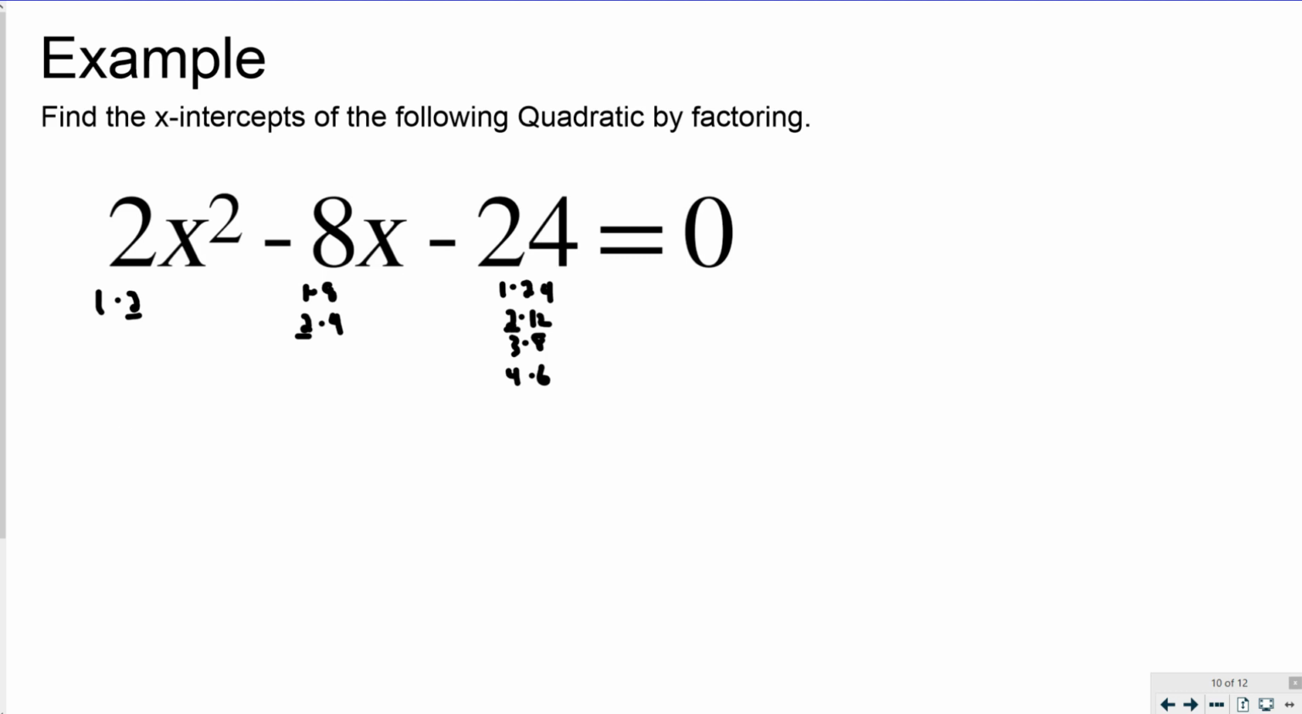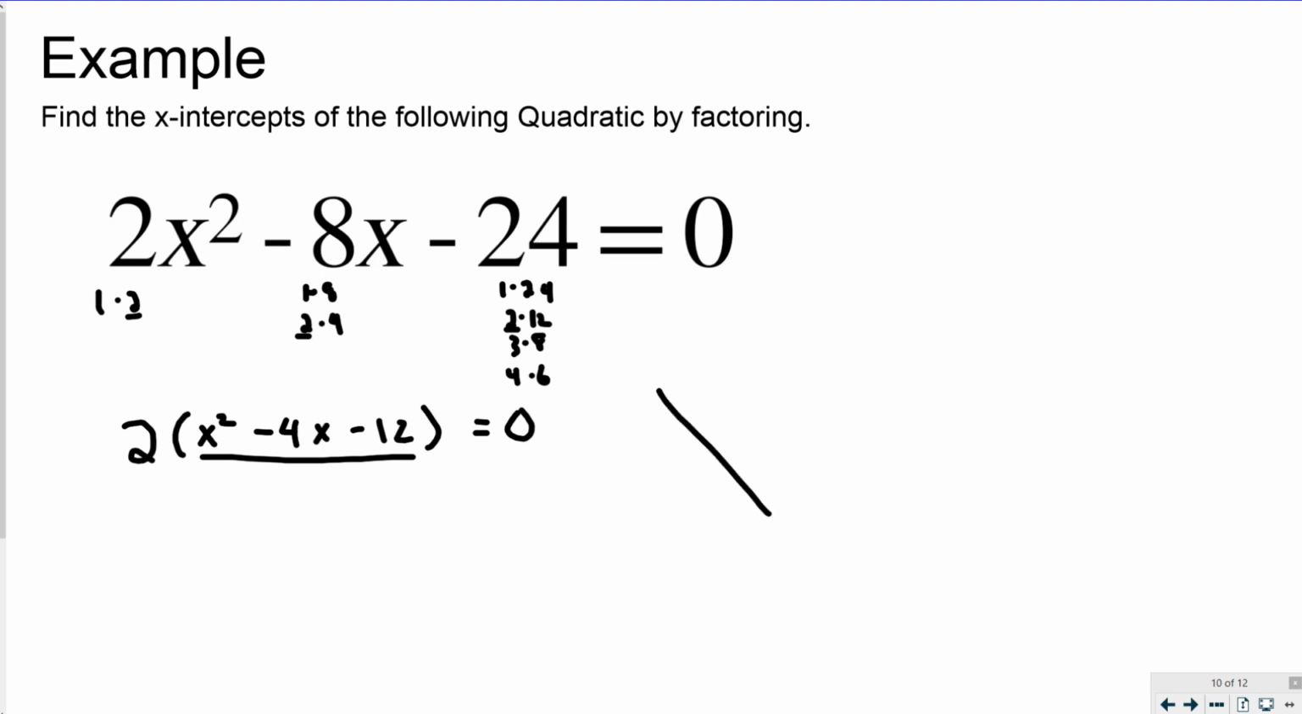So let's write it out. 2 gets multiplied by x squared minus 4x, and then what would be left here is the 12, and that's equal to 0. Now I can factor this resulting expression using my Xbox method. So negative 12 and negative 4 go in my factoring box.